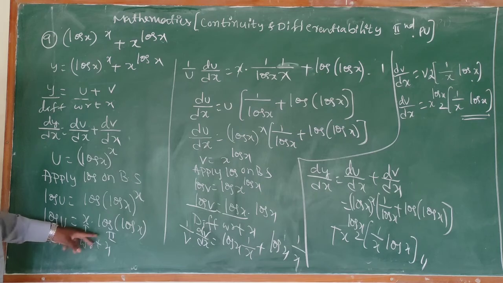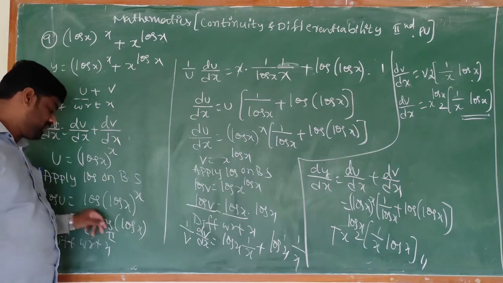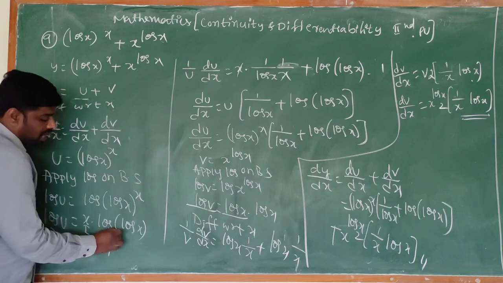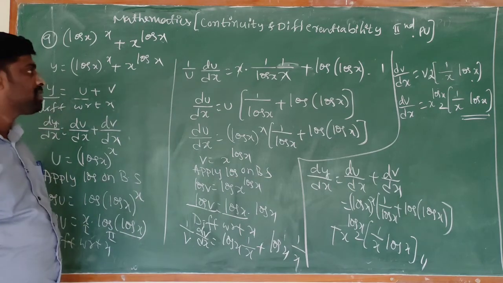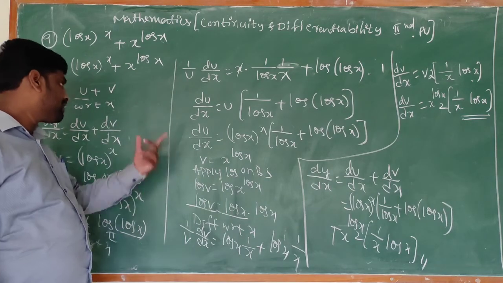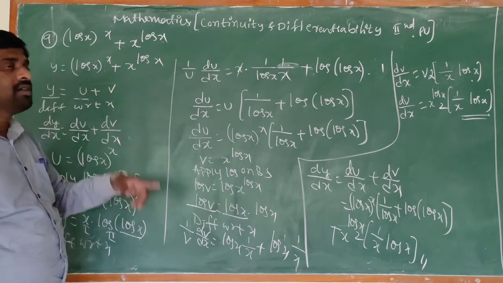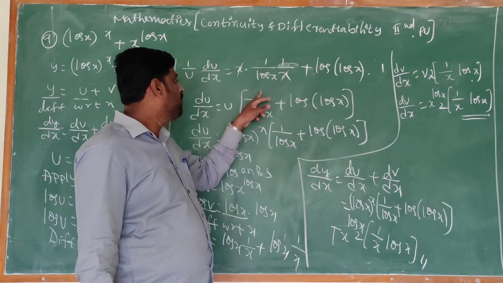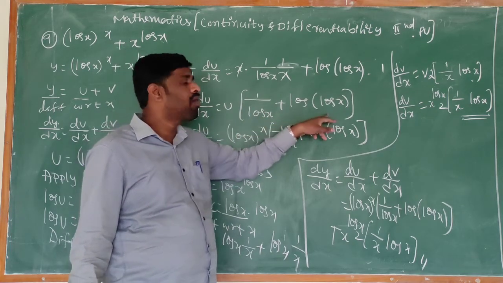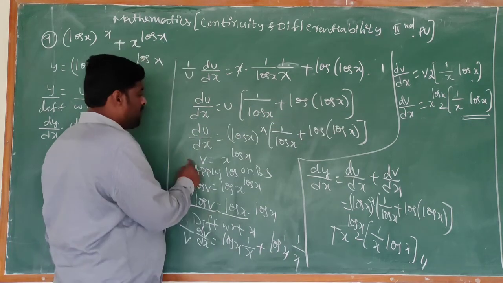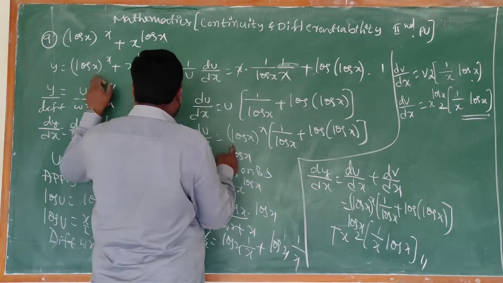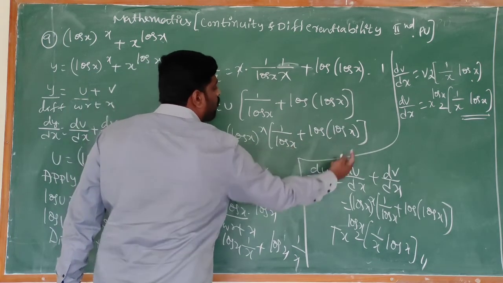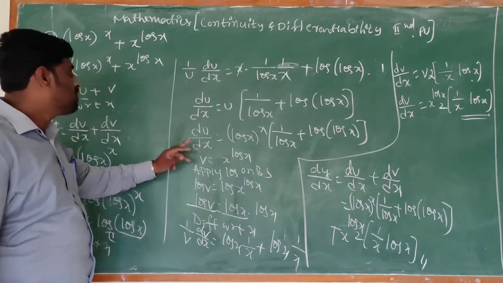So x as it is. So log of log x differentiation: this log of log x is 1 by log x, log x differentiation is 1 by x, plus log of log x as it is, x differentiation is 1. So du by dx is equal to u into 1 by log x plus log of log x. So u value is log x to the power of x into 1 by log x plus log of log x. So now this is du by dx.